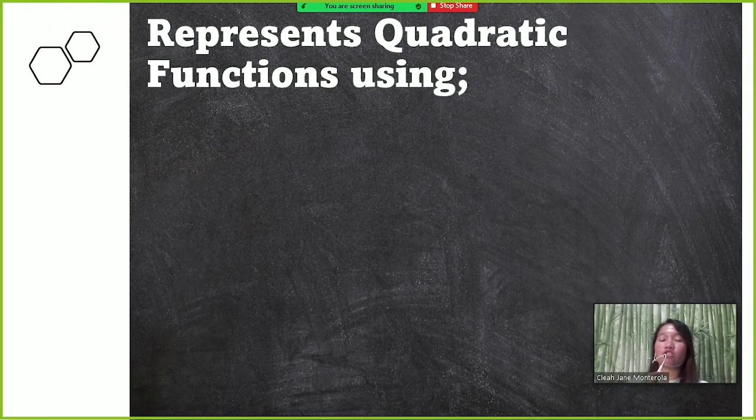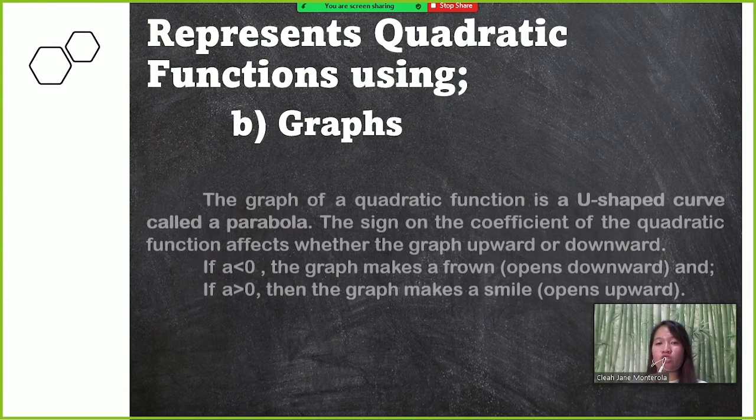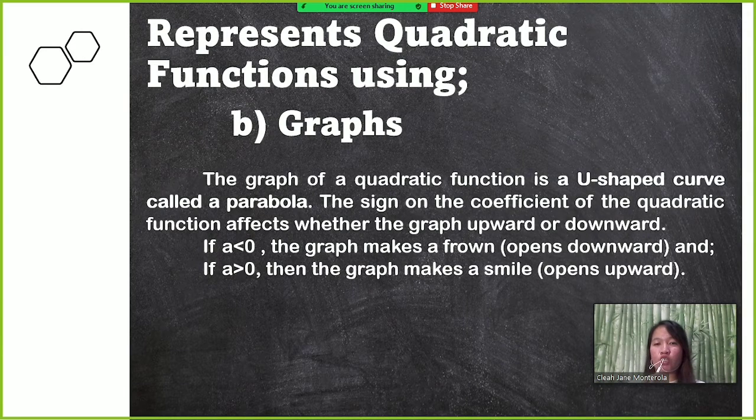Now let's represent quadratic functions using graphs. We have a definition here. The graph of a quadratic function is a U-shaped curve called a parabola. The sign of the coefficient a of the quadratic function affects whether the graph opens upward or downward. If a is less than 0, the graph makes a frown and opens downward. If a is greater than 0, then the graph makes a smile and opens upward.